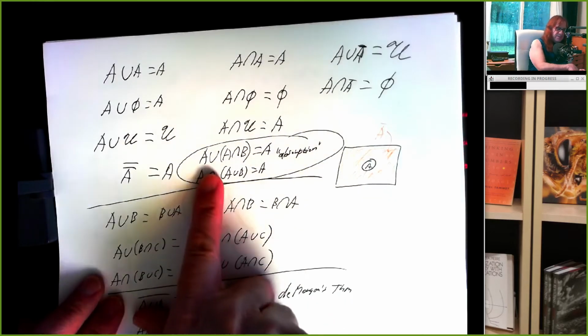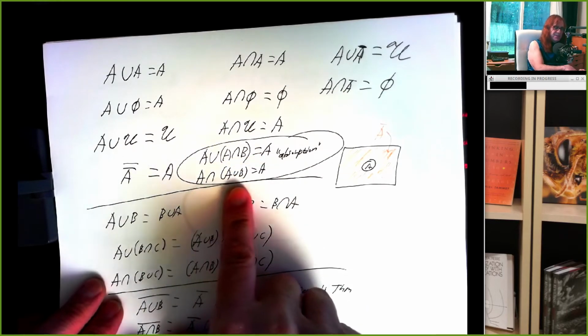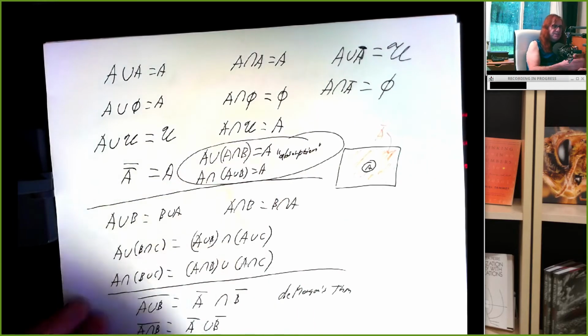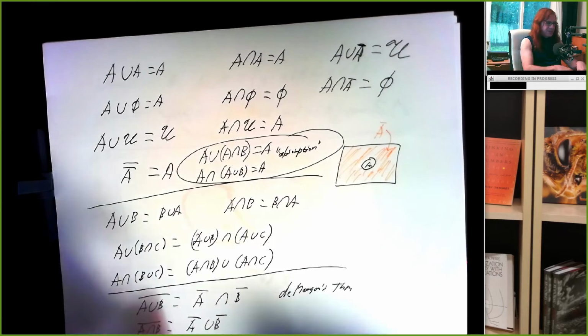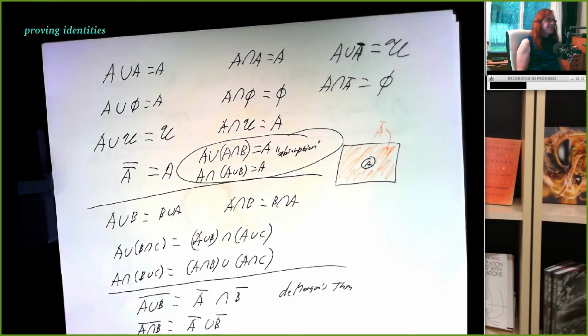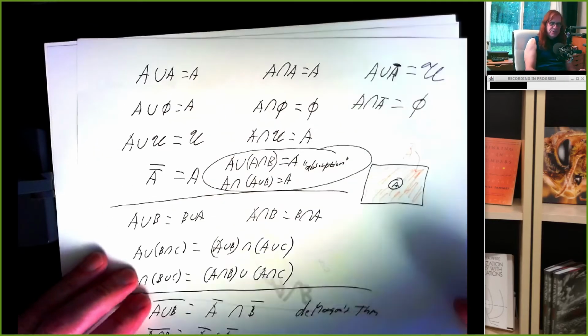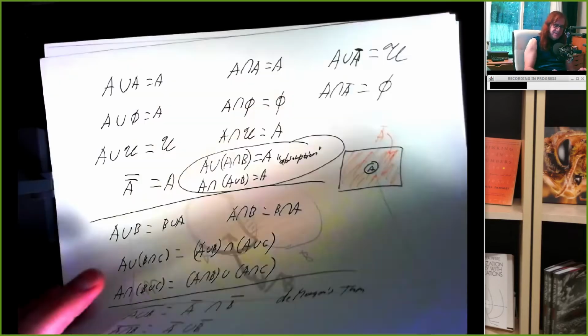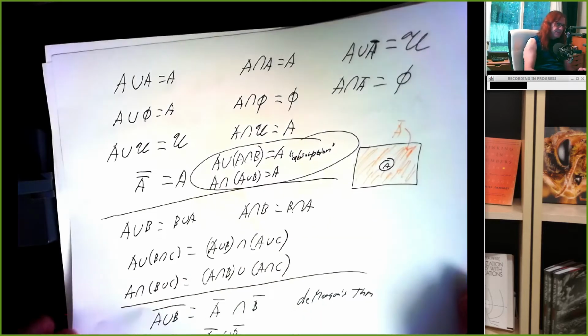So here's an absorption formula. A union A intersect B is the same as A. And A intersect A union B is the same as A. And there's parallels in Boolean logic to these. But what if we wanted to know if this was actually true? How could we prove that? How can we prove that any of these things are true? We can do it using various properties of these operations and putting them together in clever ways. But there's actually a much easier way to prove a lot of these things. And this is to use something called a membership table.